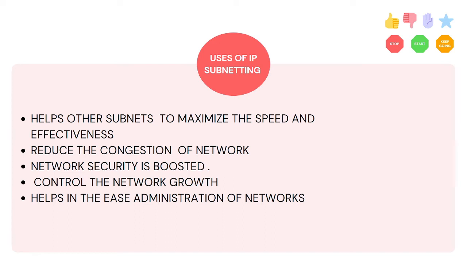The second point is that it reduces the congestion of the network. Subnetting ensures that the traffic destined for a device within a subnet stays in the subnet, which reduces congestion. Through better placements, you can reduce the network load also. The third point is that network security is tremendously boosted. Subnetting also plays a major part in boosting network security.